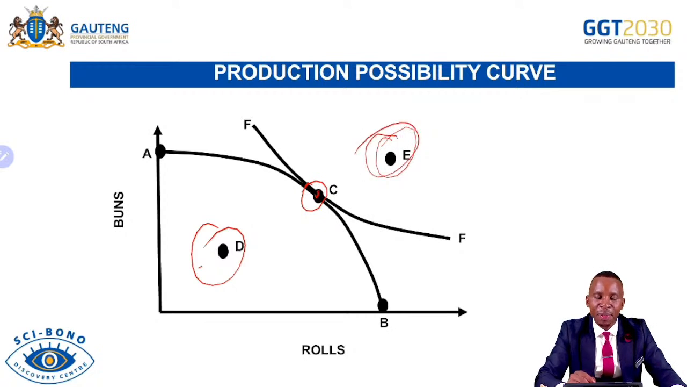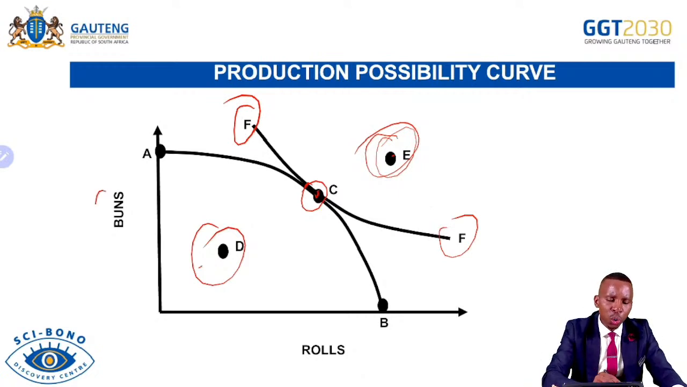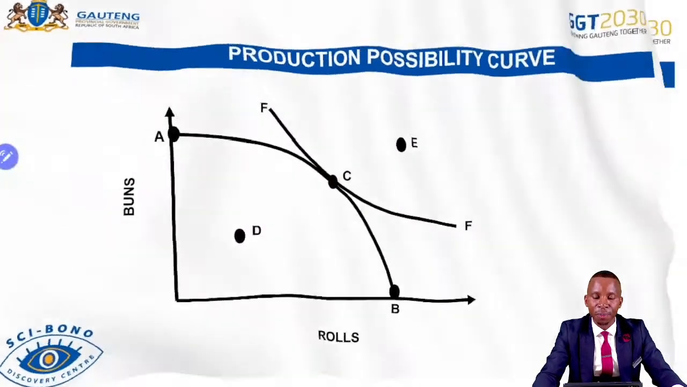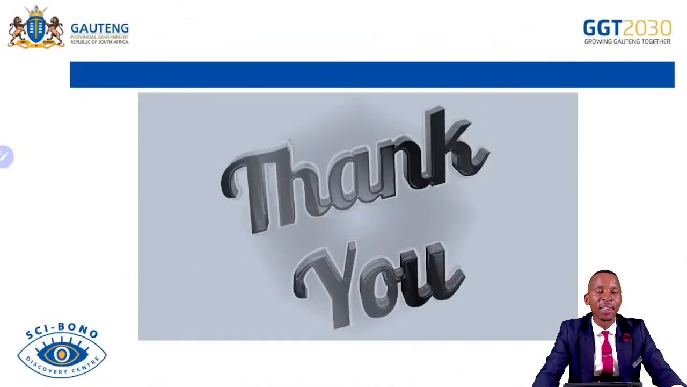The point outside the PPC is unattainable. The firm cannot afford to produce at this point because it does not have enough resources to produce here. This is the indifference curve. Remember that we produce two goods that are satisfying the same utility under the PPC, the production possibility curve. And then our lesson ends here.